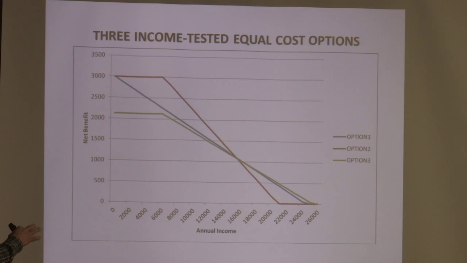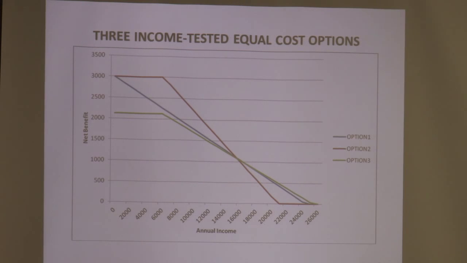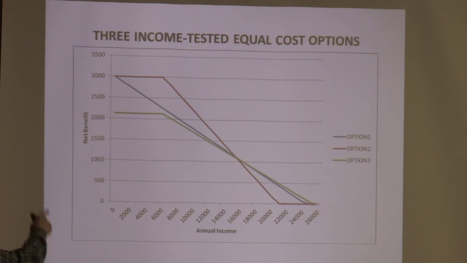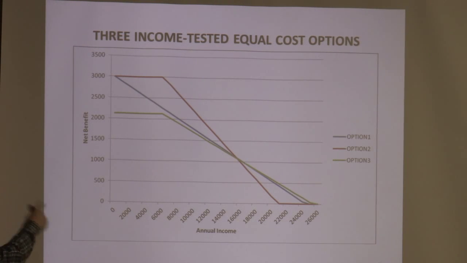So let's say you want to make the opposite decision and say, well, I'm really more interested in keeping that benefit reduction rate low and making it available to more families. So that's option three. But in order to stay within the same total budget, then you have to reduce your guarantee to about $2,100 a year. You have the same turning point of $6,100.